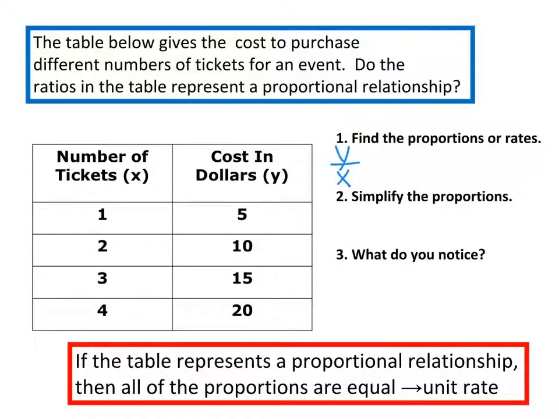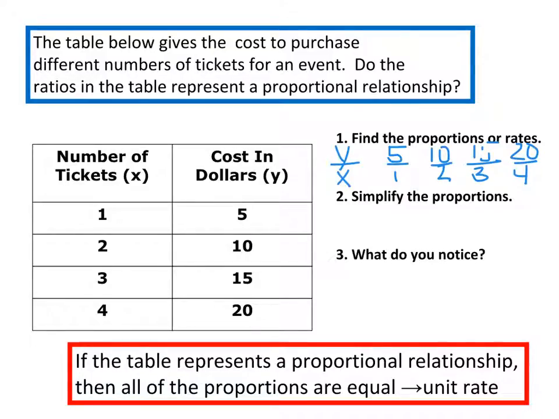When I compare the ratio for the first one, my y value is 5 and my x value is 1. For the second set of numbers, my y value is 10 and my x value is 2. For the third set, my y value is 15 and my x value is 3. And for the fourth set, my y value is 20 and my x value is 4.